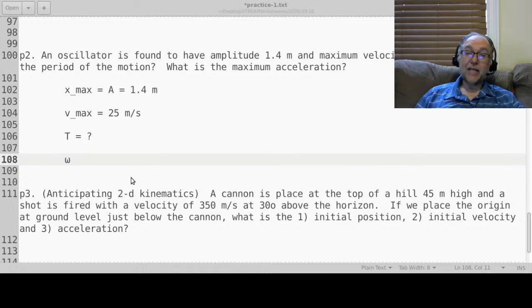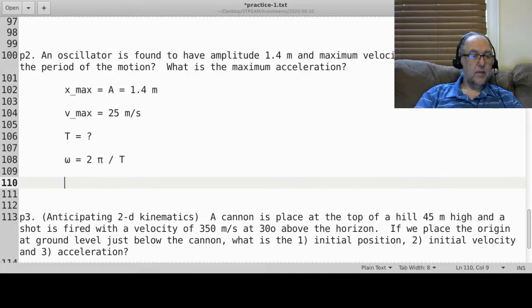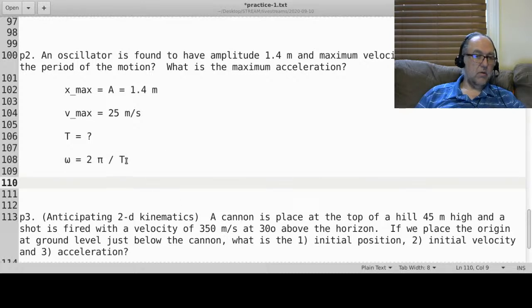There's a relationship between omega and the period: omega is equal to 2 pi divided by T. I can even copy and paste the pi in there. So if I can get omega, then I can get T. You would have to rearrange it, but I'll do that in a minute. You isolate T in terms of omega rather than omega in terms of T.